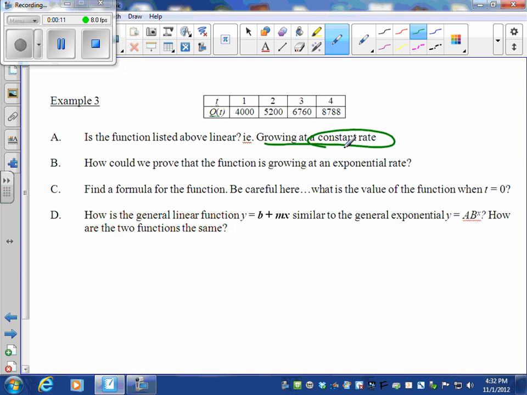Well, I can tell you right now, the increase from q of 1 to q of 2 is approximately 1200, which is not the same thing as the increase between q of 3 and q of 2, which looks to be more than 1200. Looks to be around, what is it, 1560? That in itself, I don't need to go any further. It's increasing at an increasing rate. Which means it could be exponential. How would we prove such a thing?